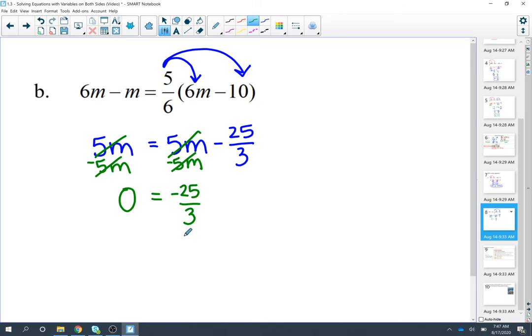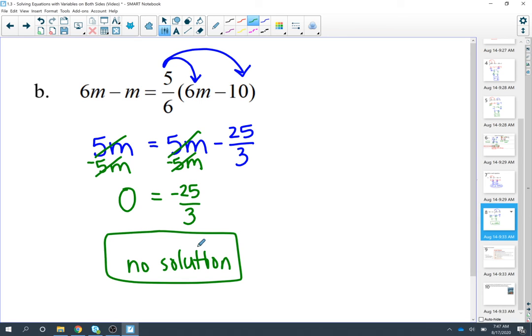Now take a look at that. Does 0 equal a really nasty fraction? I don't care what the nasty fraction is, but does 0 equal negative 25 thirds? No, never. 0 equals 0. That's it. So this is not true. No solution. There is no answer that you can substitute back into that equation that will make it true.